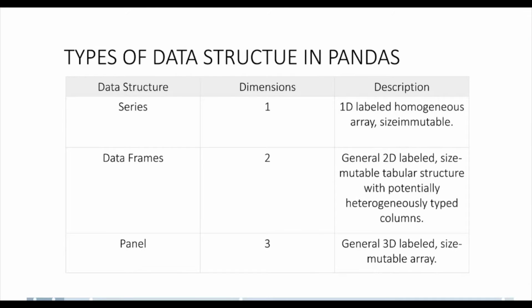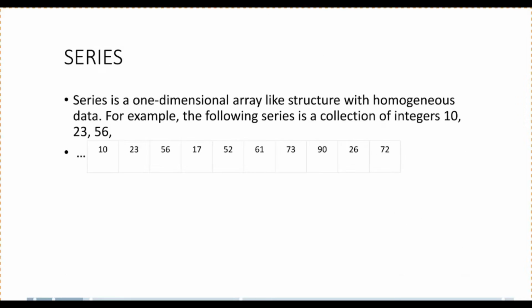And the last one is panel, which is a general 3D labeled, size-mutable array. So in pandas, if you want to contain any sort of three-dimensional data, a panel becomes a potent contender. It is used less frequently than series or data frames, but it is useful. The term panel data originates from econometrics and in a way is responsible for the naming of the entire library. Don't worry guys, this is beyond our scope, so we will not be focusing more on panel. Now let's see the respective data structures one by one.